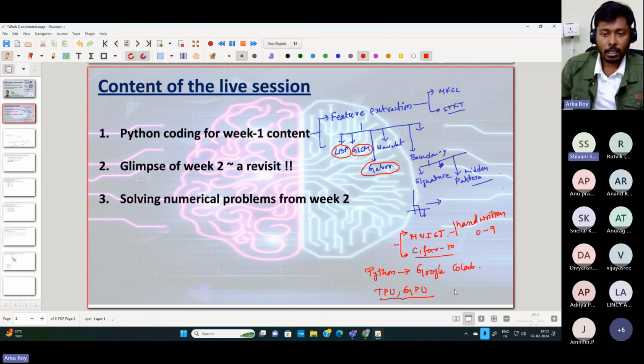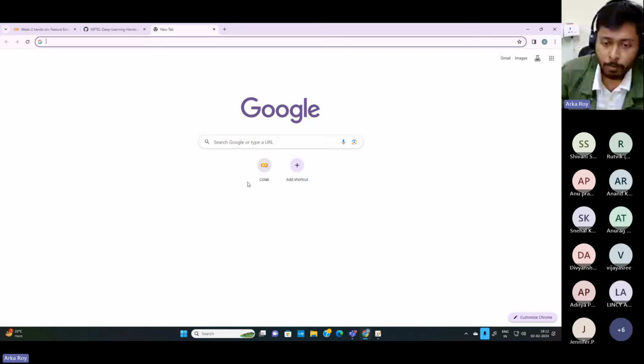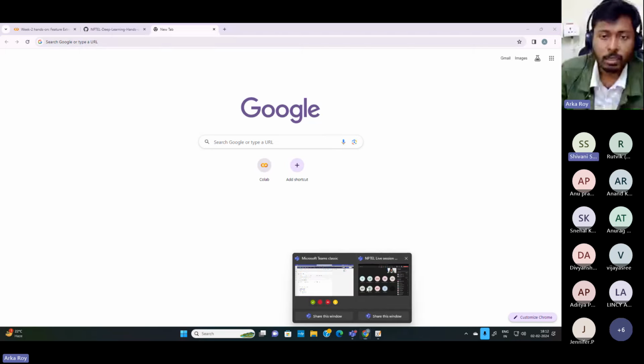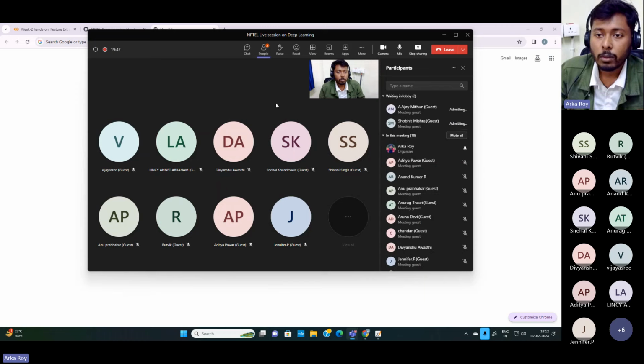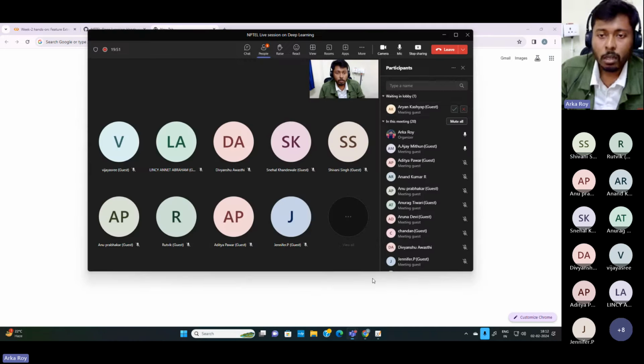So let's dive into the coding session. Let me show you from the very beginning. I have configured my account over here. For example, if you are a new user, this is how it will look.